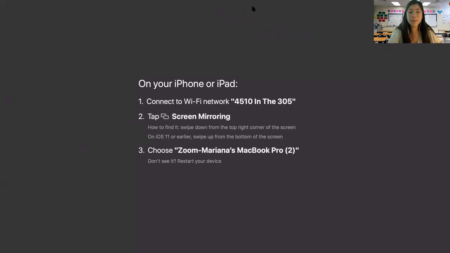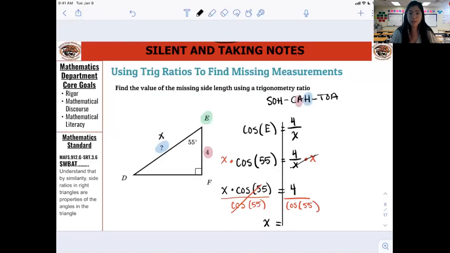But if worst comes to worst, what you can do is just do the cosine of 55, get an answer. So matter of fact, let's do that. What is the cosine of 55? Just use your calculator. What do you get? What's the cosine of 55?